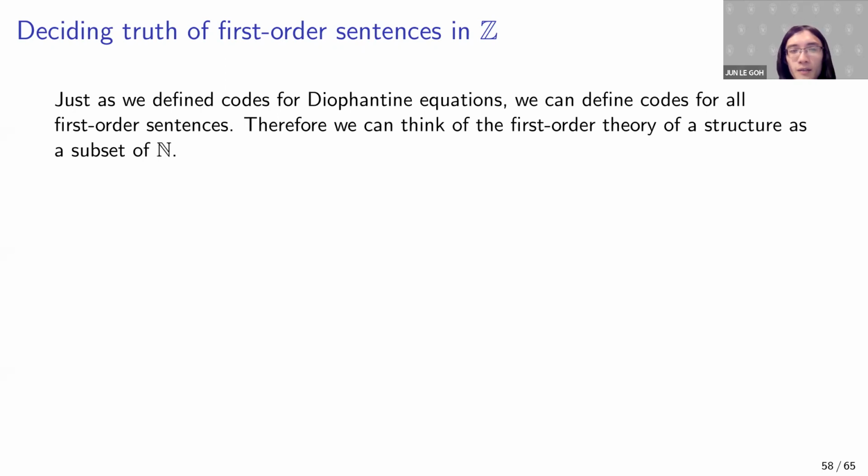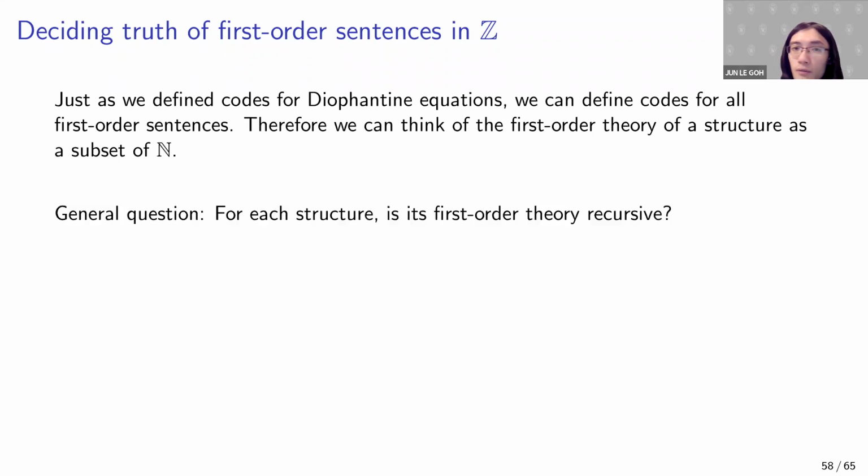Okay, and that allows us to think about this first order theory as a subset of natural numbers, where you take the set of all codes of first order sentences which are true in the structure. Then we can ask, well, how complicated is this subset of the natural numbers? Is it recursive, or is it recursively enumerable, or is it more complicated than that?